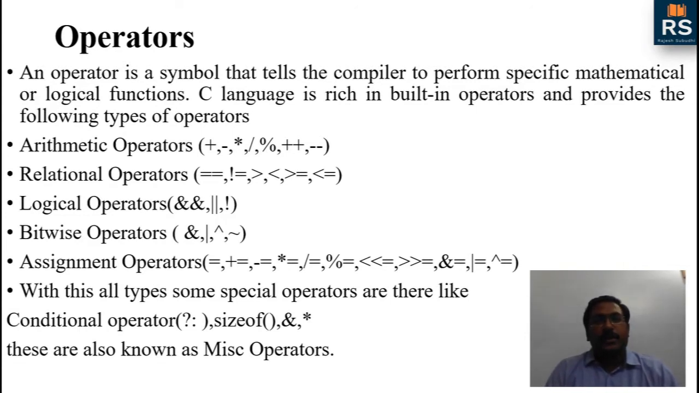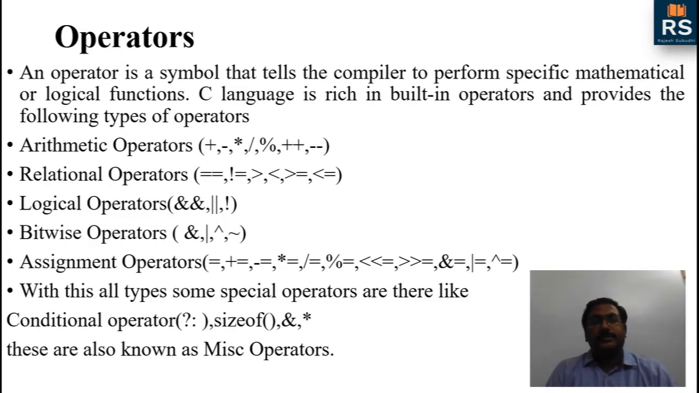Fine. Next we have relational operators. We all know that greater than or equal to, smaller than or equal to, greater than, smaller than, not equal to, and equal to are the relational operators. In C, for equal to we have to write double equals. That means if you want to check whether two numbers are equal or not, you have to write double equals. I will describe how the relational operator is written in the example.